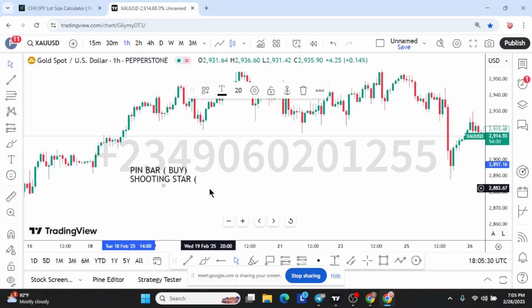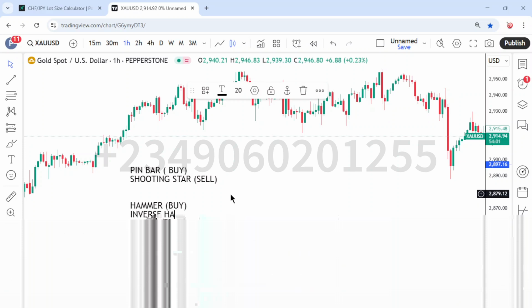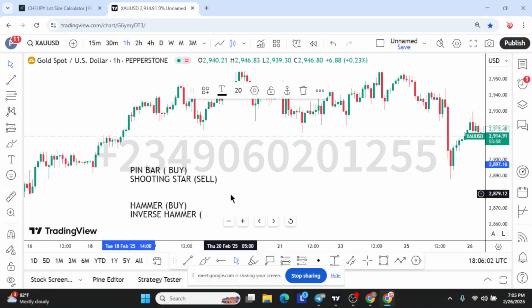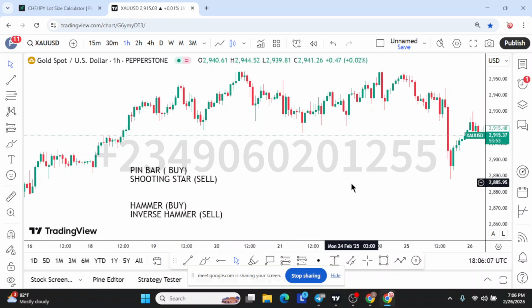Okay, all right, good. So now we have the shooting star. The shooting star signals a sell. Now this pin bar and shooting star, one is for bullish and the other is for bearish. And then we look at another candlestick which we call the hammer candlestick, and the hammer also signals a buy. And then we have the opposite, which is the inverse hammer, signaling a sell trade.